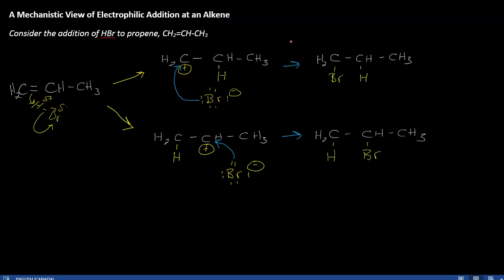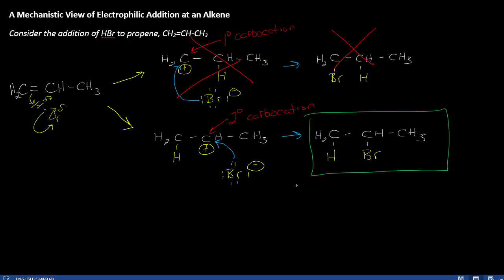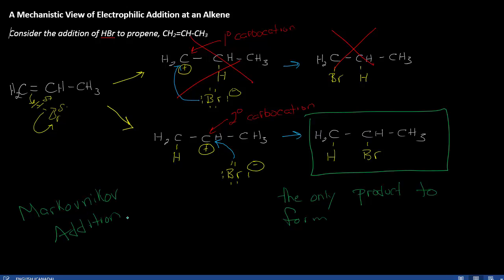In order to consider which one it is, it's best to examine the actual carbocation intermediate. The first option gave what's known as a primary carbocation. The second one gives a secondary carbocation. From our work with the SN1 reaction, we know that a primary carbocation is highly unlikely, and a secondary carbocation is far more likely. Not as preferred as a tertiary, but of the two options here, the secondary is far more likely to stabilize the positive charge. This is the only product formed, and this is what is known as Markovnikov addition.